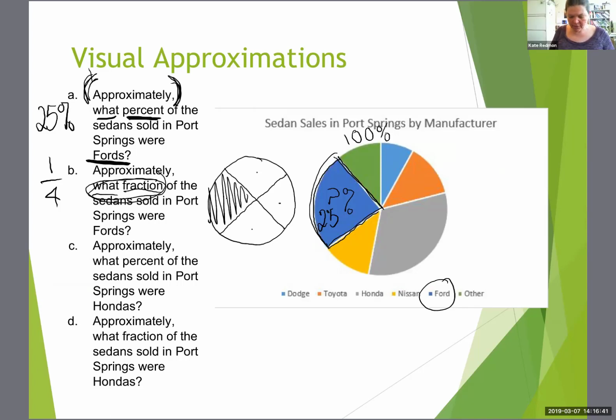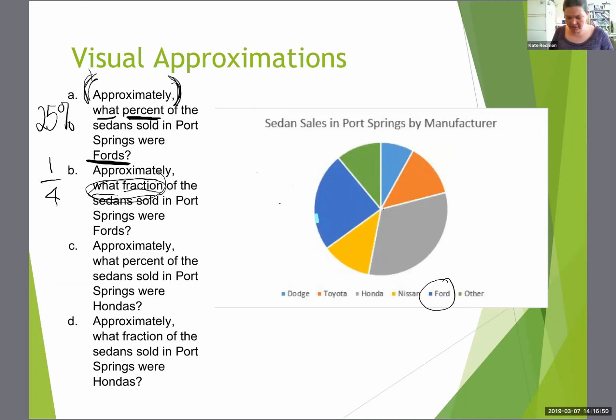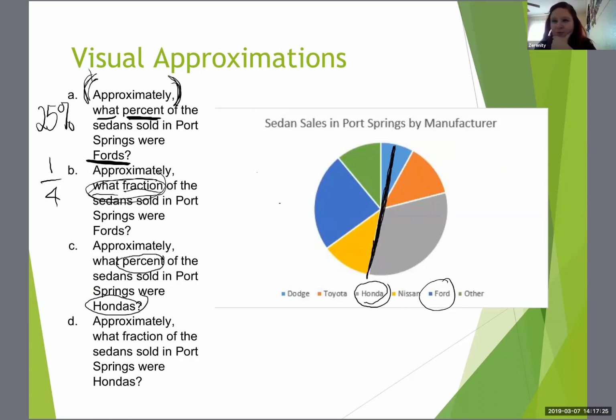C says approximately what percent of the sedans sold in Port Springs were Hondas? So they want me now to represent the Hondas using a percent. Okay, so Hondas, we're looking at what color here? Gray. Now this one is trickier, a little harder to visualize and estimate, but I think we ought to be able to peg it between 2 numbers. If this thing just went perfectly in half, what percent would that be? 50. So I can see that that piece is less than half.